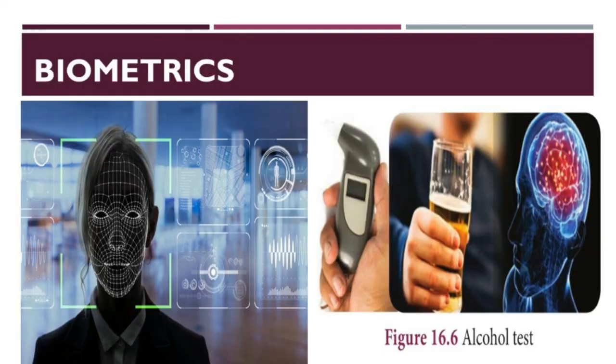Biometrics. The science that involves the study and analysis of human body prints is known as biometrics. The biometric system compares the body prints to the specimen data stored in the system to verify the identity of the person. Alcohol test. Drinkers can be easily identified by the use of applied chemistry.